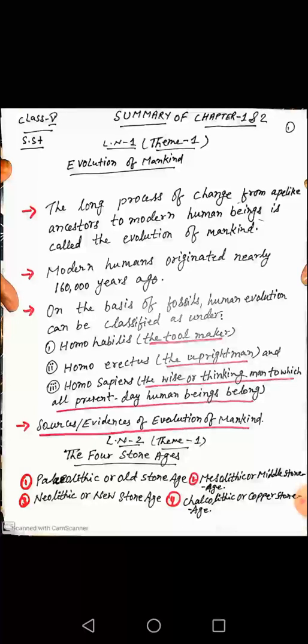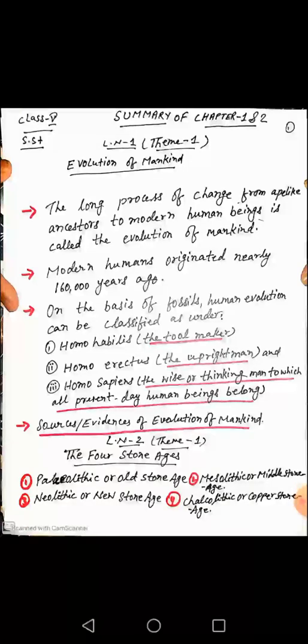Now the next point is evidence of evolution of mankind. Hundreds of paintings of bison, horses, deer, rhinos, lions, panthers, bears, etc. have been discovered in France and Spain. In some caves, archaeologists found evidences of huts and different food sources also.